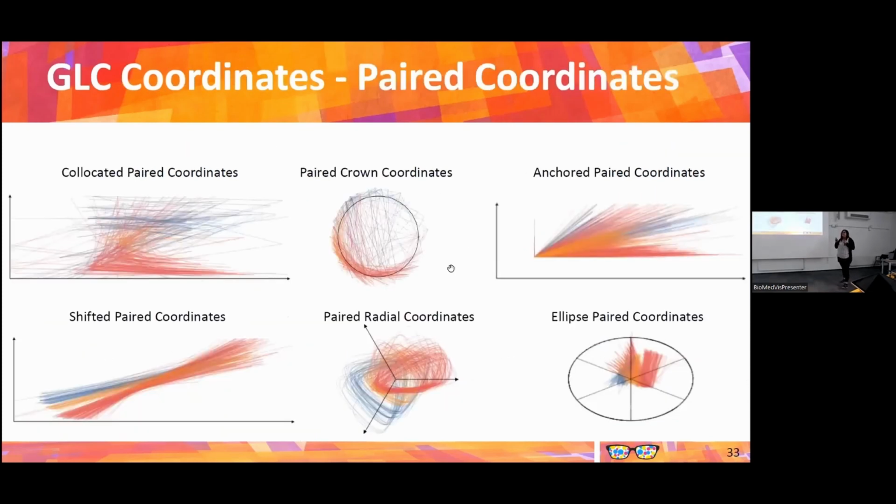But there is another group of GLC coordinates, the paired coordinates, and this generalizes Cartesian coordinates. These are quite different from the other ones. Also, you can have different representations of the same data set.